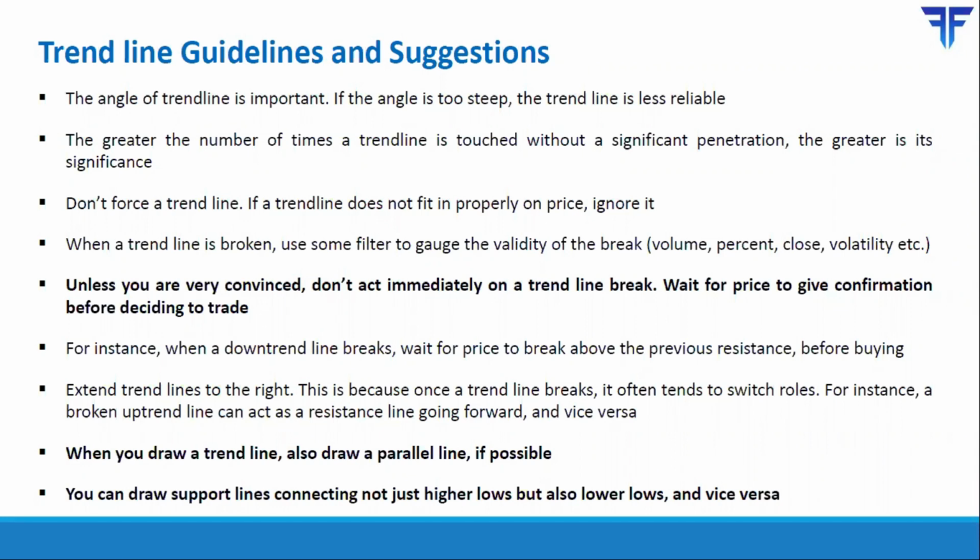Second is that the higher the number of times the trend line is touched without penetration, the greater is its significance. So if a particular trend line is tested 5 or 6 or 7 times, and then it eventually breaks below that trend line, then that break is more significant than price breaking a trend line that was touched just say 3 times. So the number of times the trend line is tested also has a significant say in terms of the importance of that trend line when it is eventually broken.